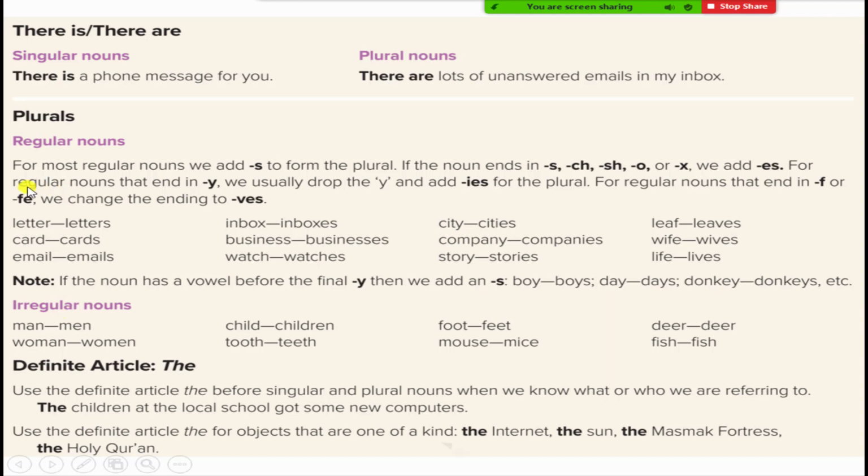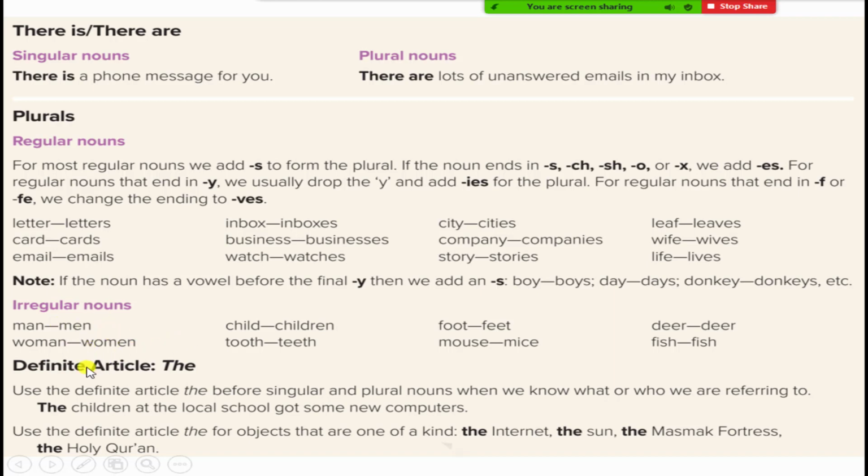Okay. Next part is irregular nouns. In irregular nouns, we don't have a certain rule, but we must learn them by heart. Man, men, woman, women, child, children, tooth, teeth, foot, feet, mouse, mice, deer, deer, fish, fish. So in the plural here we don't add s or es. Okay, these are irregular nouns.